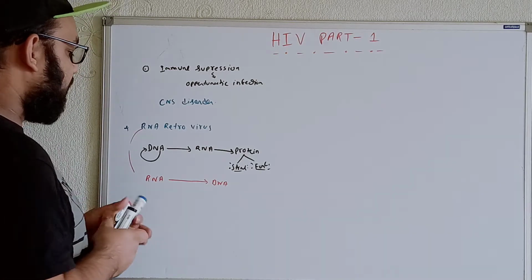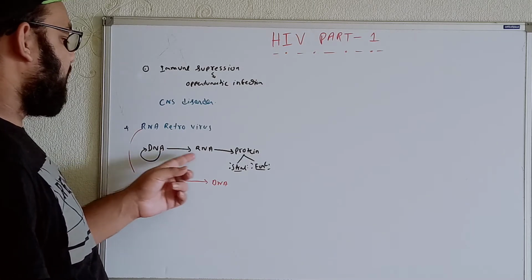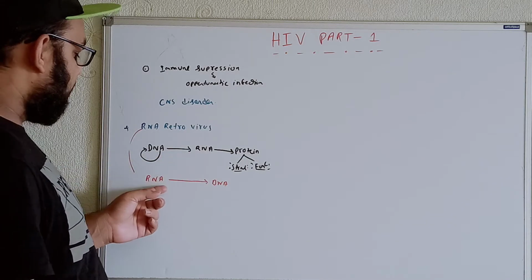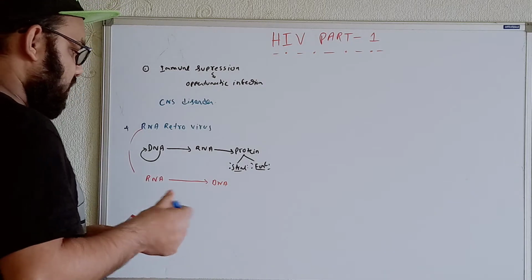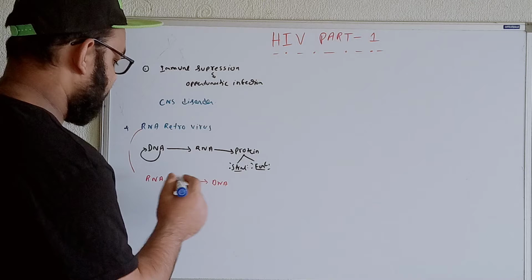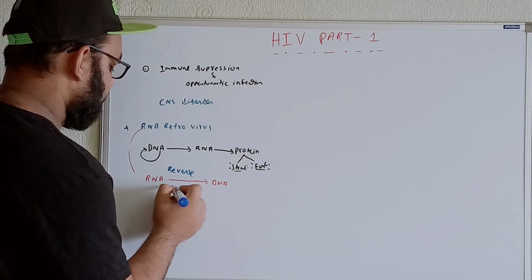What do you know, normally in the transcription process? Try to understand, from DNA to RNA we get. This is transcription. But here we're getting from RNA to DNA. So that's reverse transcription. So you can write it over here. This is reverse transcription, right?